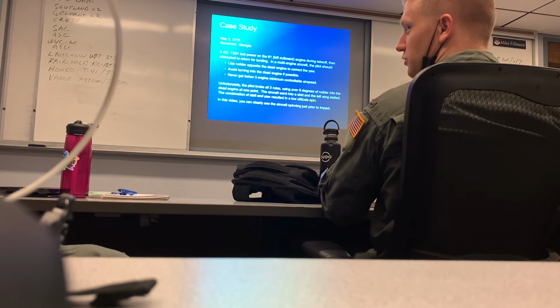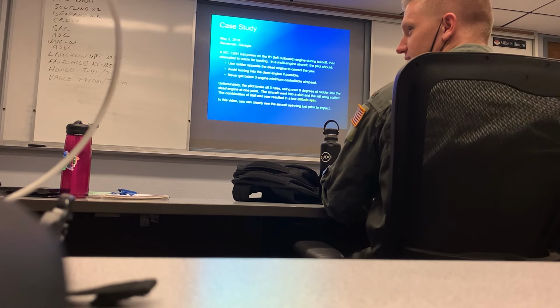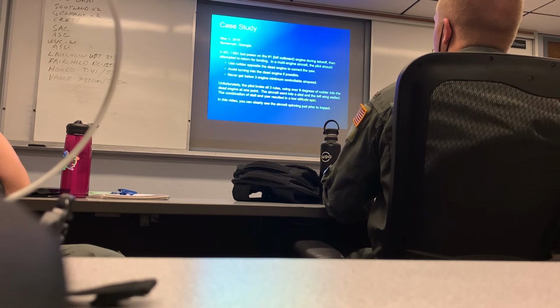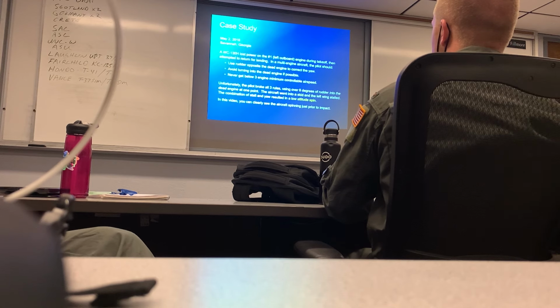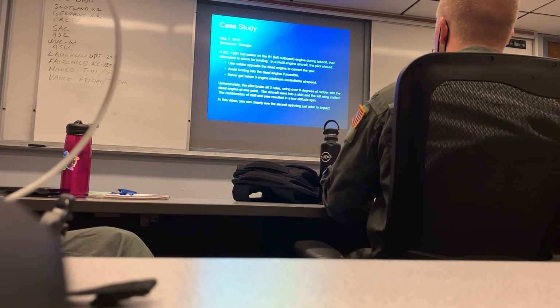Okay, here we go, with the WC-130, lost power on the number one, left outboard engine during takeoff and attempted to return for landing. So, multi-engine aircraft, opposite rudder for this, right? Use rudder opposite the dead engine. Avoid turning into the dead engine, always. Never get below 3-engine minimum controllable airspeed. Pilot broke all 3 rules. Used over 9 degrees of rudder into the dead engine. Aircraft did a skid, left wing stalled, stall and yaw, low altitude spin.